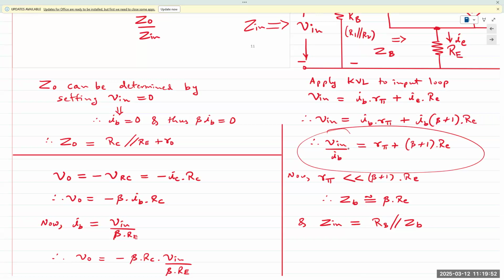So the first question being asked was how did we obtain V in, IB? It's basically by rearranging these terms. And the second question being asked was how and why we took beta plus 1 times RE as beta times RE. So beta is large enough so we can use an approximation. That was the answer.